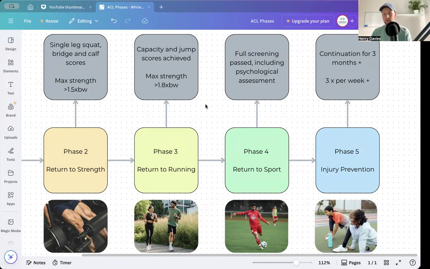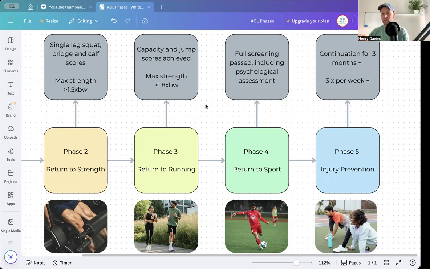What we're also looking to include here is jump scores. So not just capacity and strength, but also the ability to land on one leg and also achieve good asymmetry between the left and the right side. So with capacity, the numbers jump up here. Whereas before in a single leg squat we're looking for around 10 reps, now we're looking for 20 to 25 reps. On the calf scores, we're looking for 25 to 30 reps, similarly with the bridge.